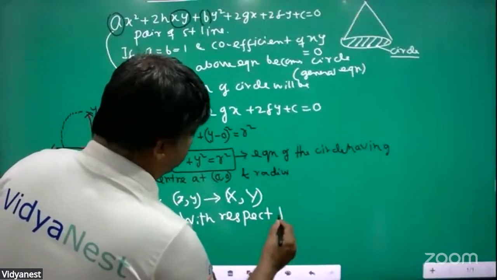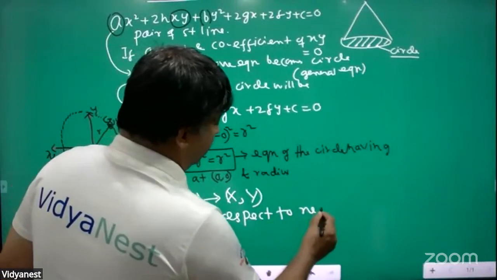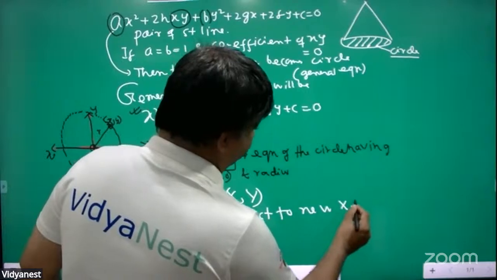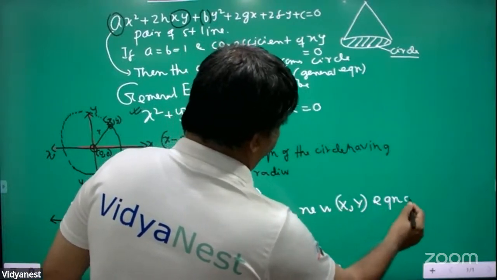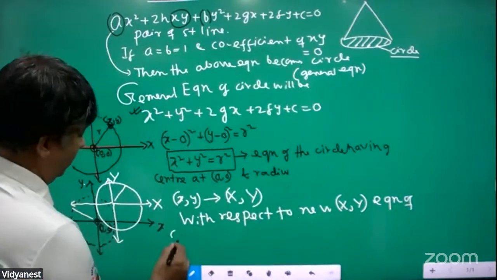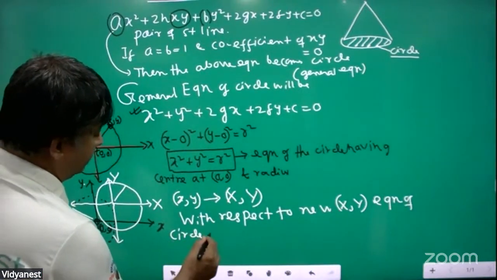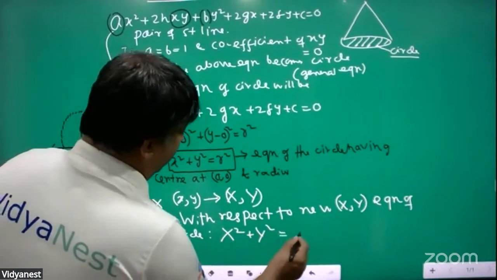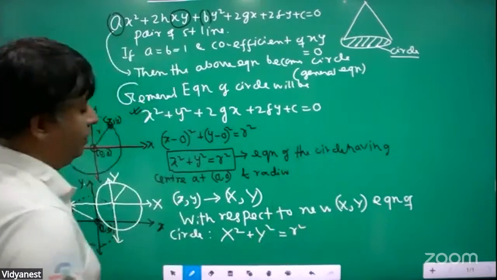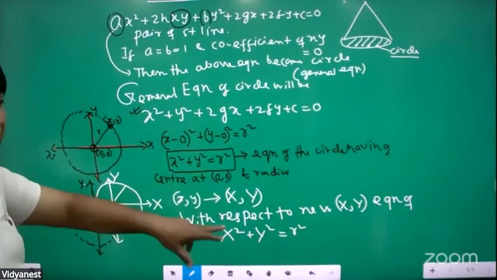तो यहां पे जो रेडियस था, यहां पे भी तो सेम रेडियस रहेगा. So with respect to new axis, equation of circle would be what? Capital X square plus capital Y square is equal to R square. Means शेप में तो एक ही रहेगा ना.